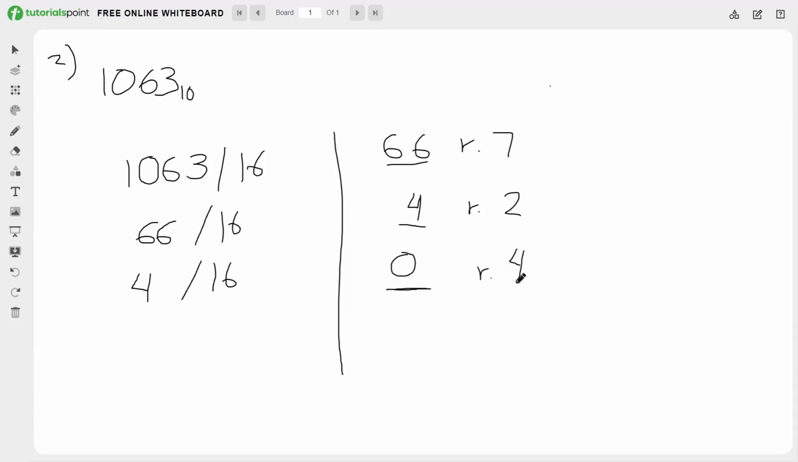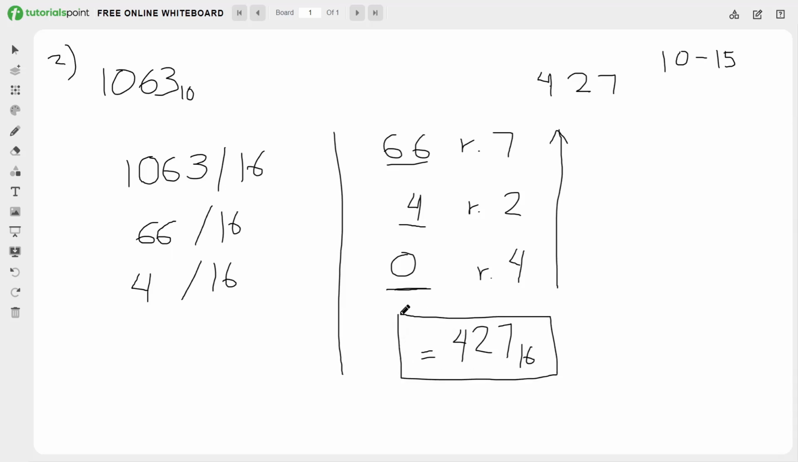So here we have to write it from bottom to top: 4, 2, 7. In these numbers, we didn't see any number from 10 to 15, so we do not need to convert each of them. So 427 is the answer. And also don't forget to add the base 16. The answer is 427 hexadecimal number.